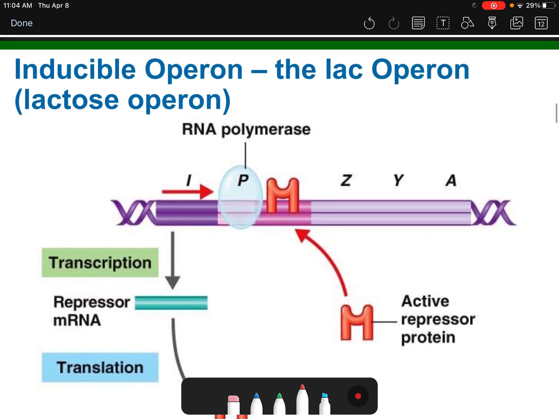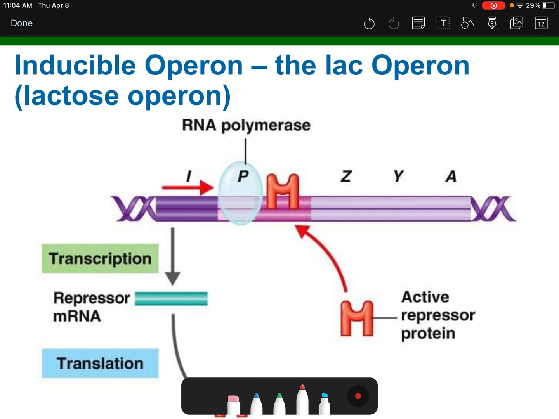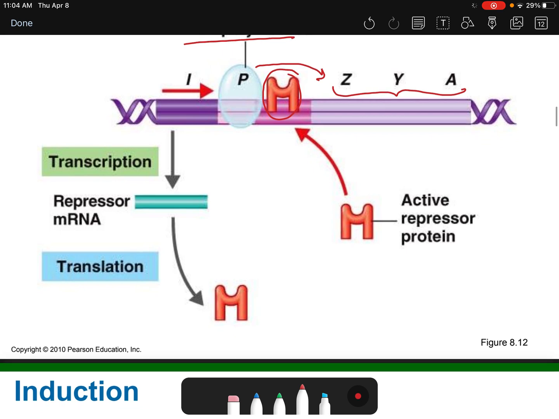So let's take a look at this right here. What we need to be able to do is allow RNA polymerase right here to travel down to transcribe these genes here. But if the repressor protein is blocking the way, that means the RNA polymerase can't go. Okay, that means transcription can't occur, and thus you'll never have translation occurring either.